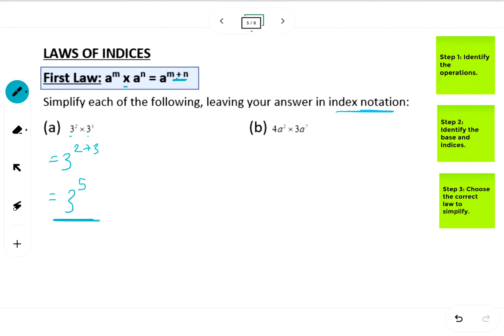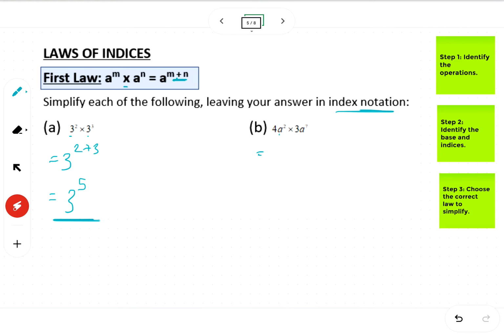Because we want it to be in index notation, the answer must be in this form. Okay, let's look at step number 1 to simplify question B. Step number 1, identify the operation. It's important to identify the operation. Kalau sekiranya times, you have to remember, kalau base-nya the same, you need to plus. Step number 2, identify the base and indices. So the base here is A. Indices 2, 3.